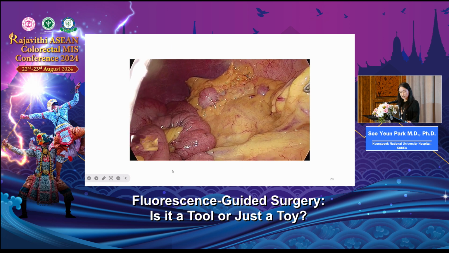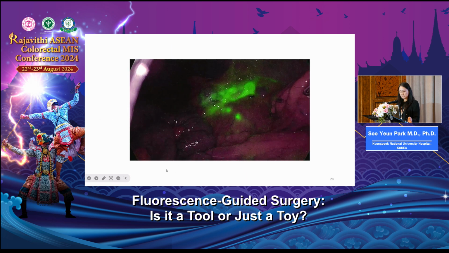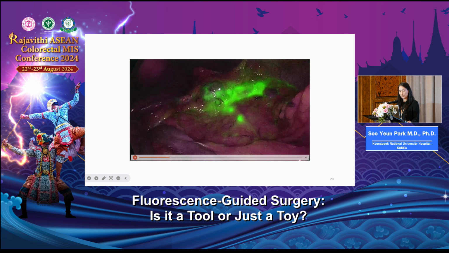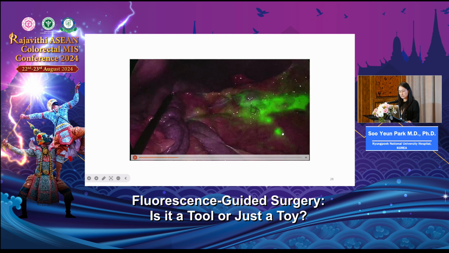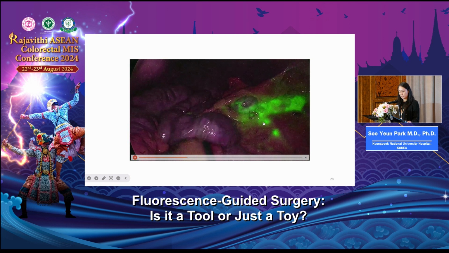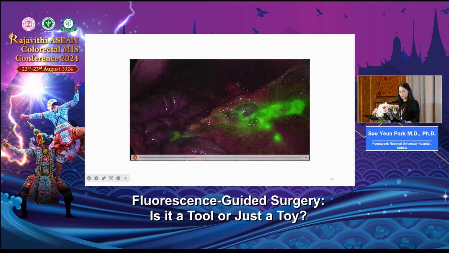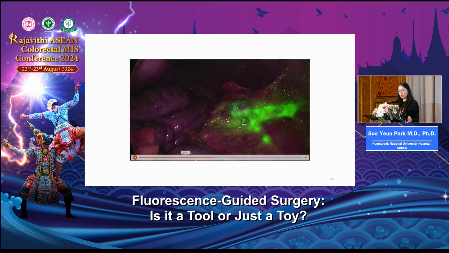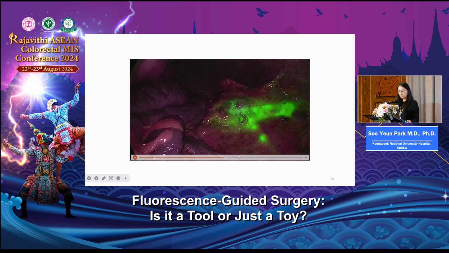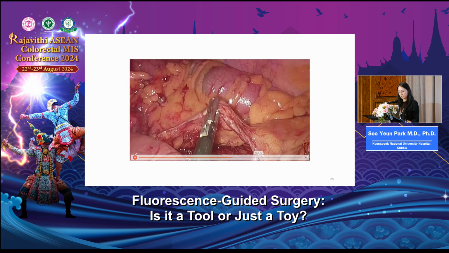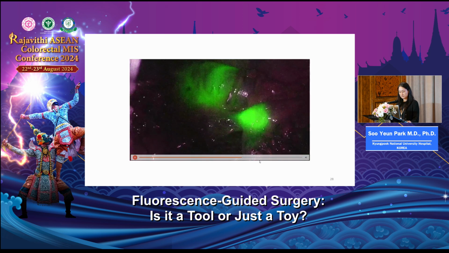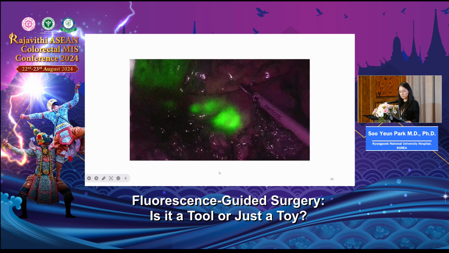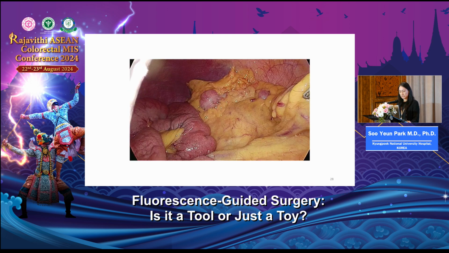So this is the case. We injected maybe 3 hours before surgery, and this is the tumor area, and we can easily see which is the main feeding vessel direction. The ICG remains during the whole operation, so we can check again and again during our surgery. So I followed the left colic artery in this case for regional lymph node dissection.